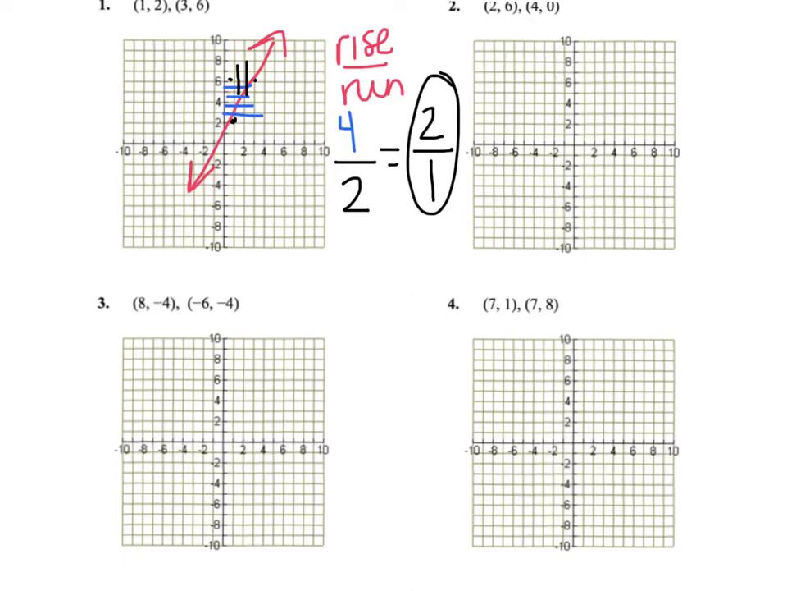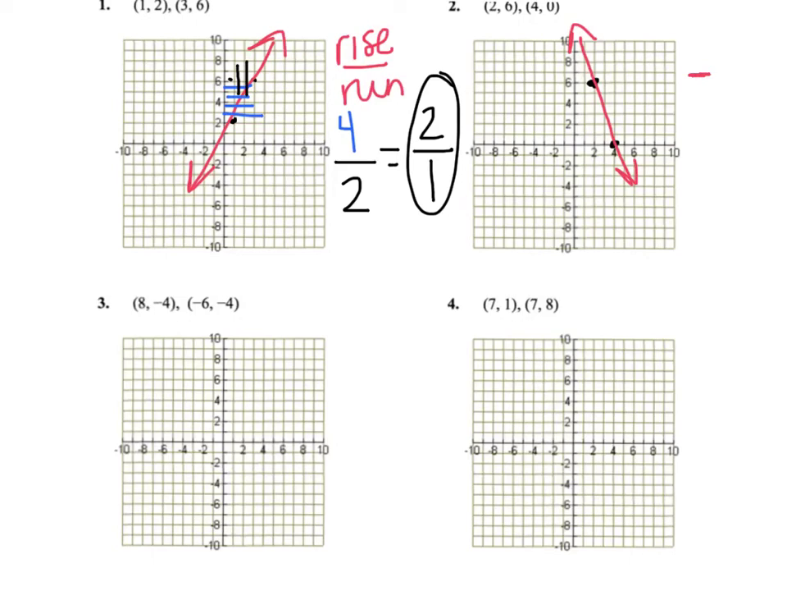We are going to graph the point (2, 6), and then we are going to graph the point (4, 0). Go ahead and draw your line. And if you look, our graph is pointing to the left. It's going up towards the left, so it's going to be a negative slope.